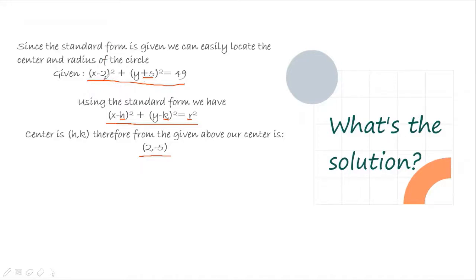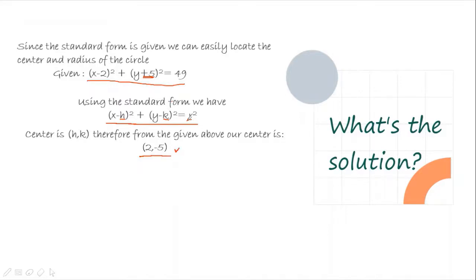If the operation used here is minus, then our h is positive. If the equation uses addition, the k is negative, the opposite, so negative 5. So we have the center already, (h, k). Now let's proceed to the radius.